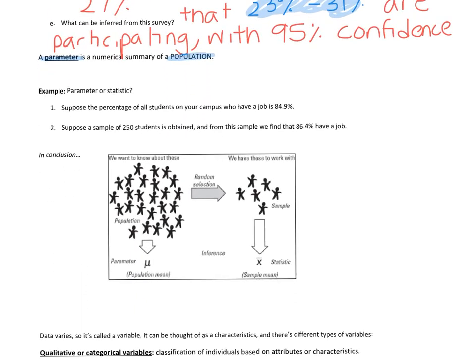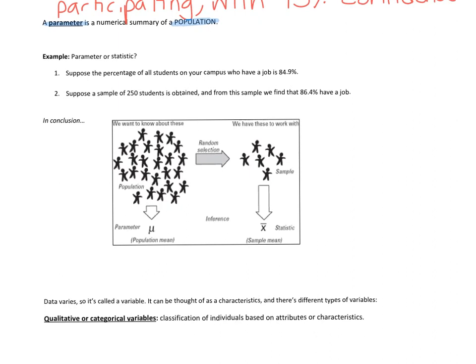Okay, so let's play a game, parameter or statistic. Number one, suppose the percentage of all students on your campus who have a job is 84.9%. Is that a parameter or a statistic? That's right, it's a parameter because it's all students. So no mention of a sample. And most colleges have an entry survey where they ask that question. So they actually have access to the population.